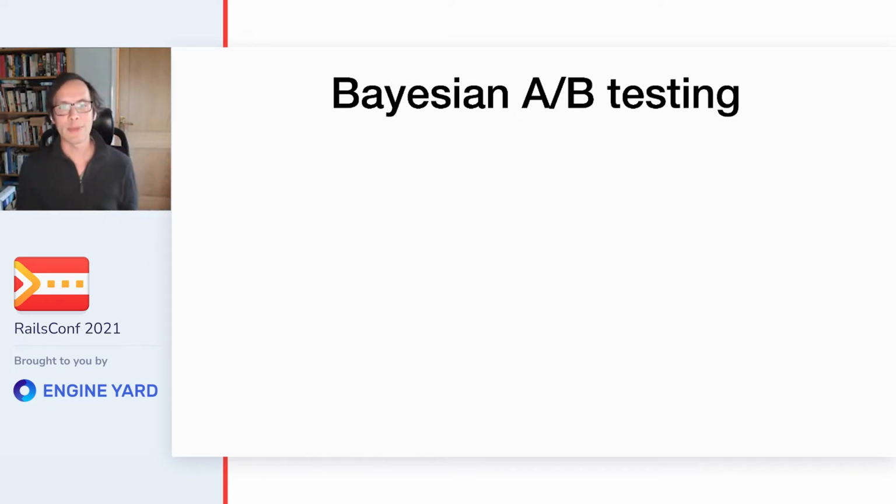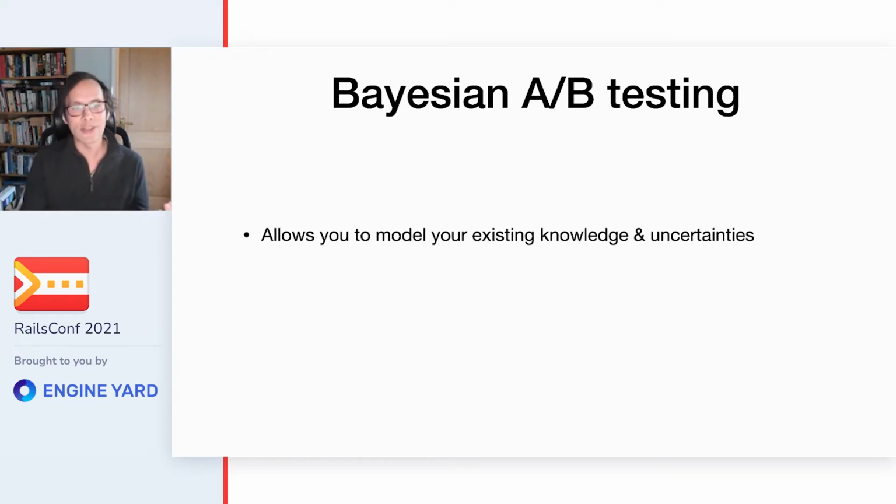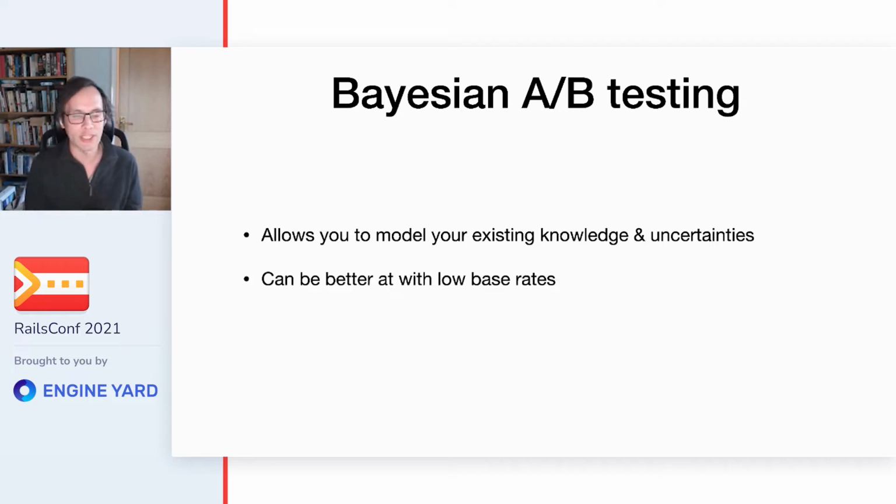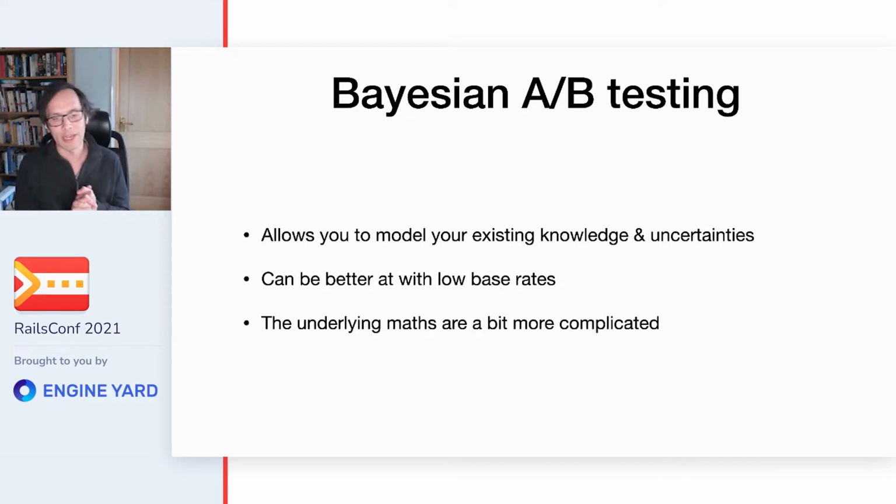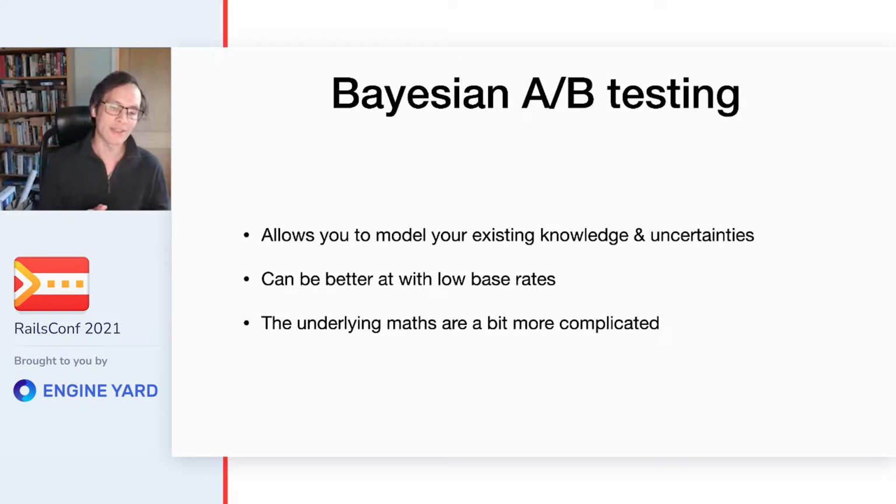And what the Bayesian A/B test allows you to do, let's say, it allows you to model your existing knowledge and uncertainties a bit better. You're not starting from zero knowledge. This means it can be better with lower base rates, so when your starting conversion rate is pretty slim. The underlying maths are a bit more complicated though. But say the view of the world it gets is a bit simpler to think about sometimes than classical A/B testing.